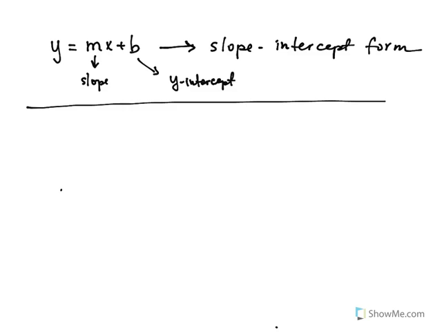The second form is called point-slope form, and this is what it looks like. And we are familiar with this form, point-slope form.